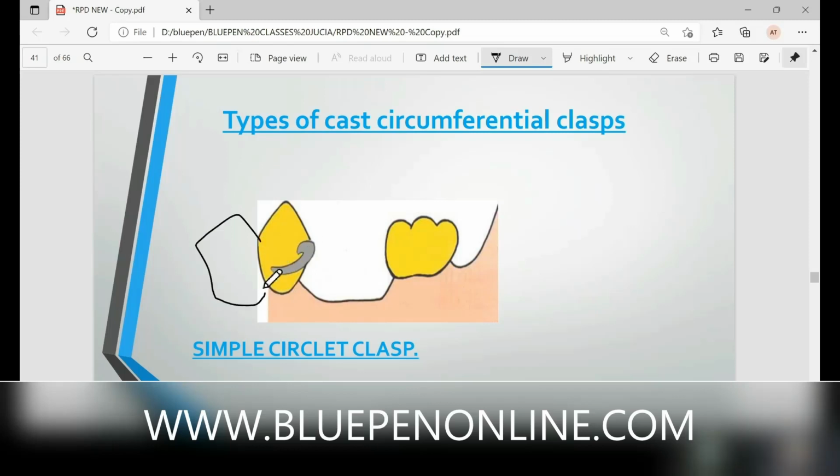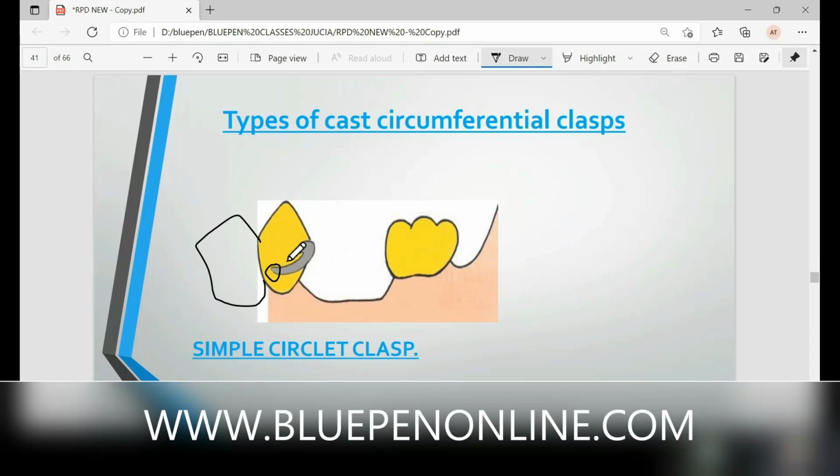Here you have teeth. From the edentulous space it is going to start, and it approaches the undercut and goes inside this undercut. You cannot use it in a distal extension space. If the patient does not have these teeth and you put this kind of clasp, then what happens? If the patient bites, the complete thing will go up. So you can't use it in a distal extension case. Only when you have these posterior teeth will you place this simple circlet clasp.